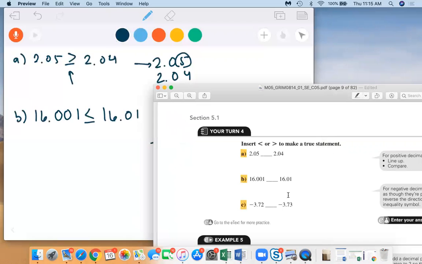All right, now let's look at C, and we have negative 3.72 and negative 3.73. So what they suggest, and I think it's a good suggestion, it just depends on how you see this better. If you line them up, let's just pretend like they're positive in our brain. So we have 3.72 and 3.73. When they're negative, you just compare them as if they're positive. Here's our first difference. So this is bigger. It says reverse them. So we would say this is bigger, but since we're looking at the negative, we're going to say that this is bigger.